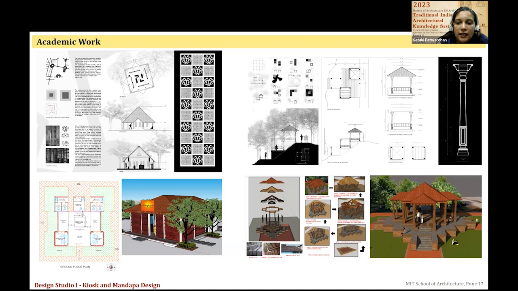Now, at our department, the research work on Indian column orders is going on. And it all started with this mandap design project where students were asked to study various column orders, various mandap systems that are there in ancient India. And from there, this project is about the mandap design.